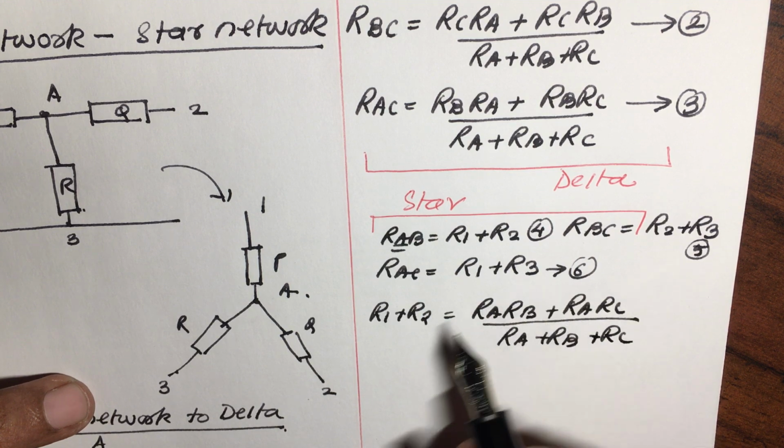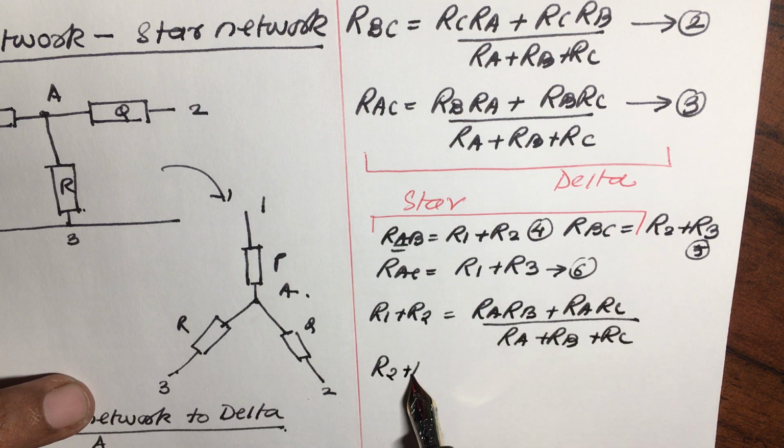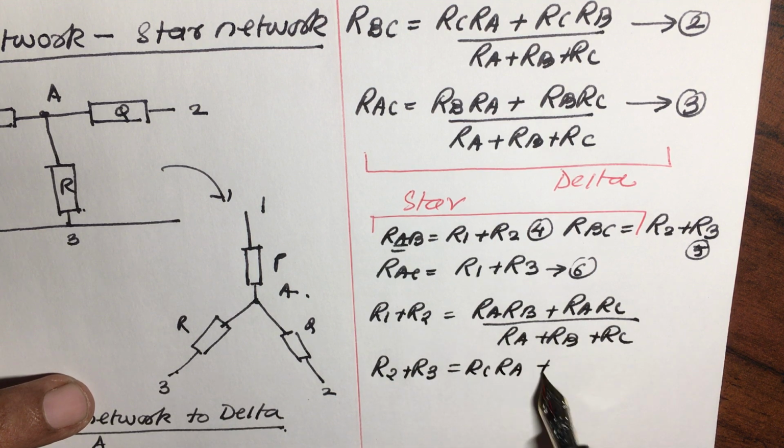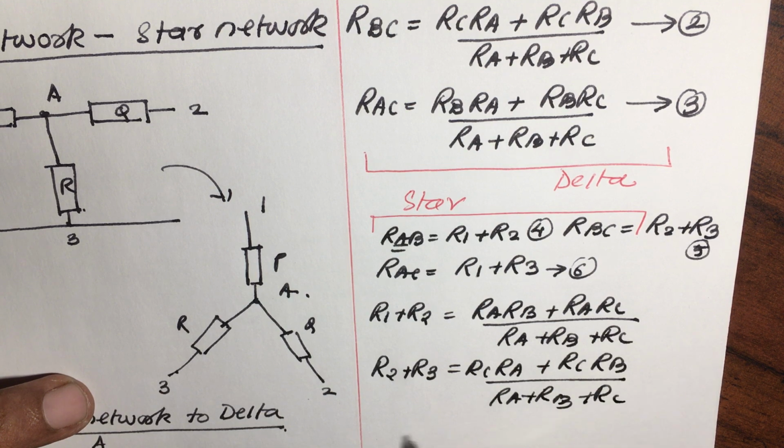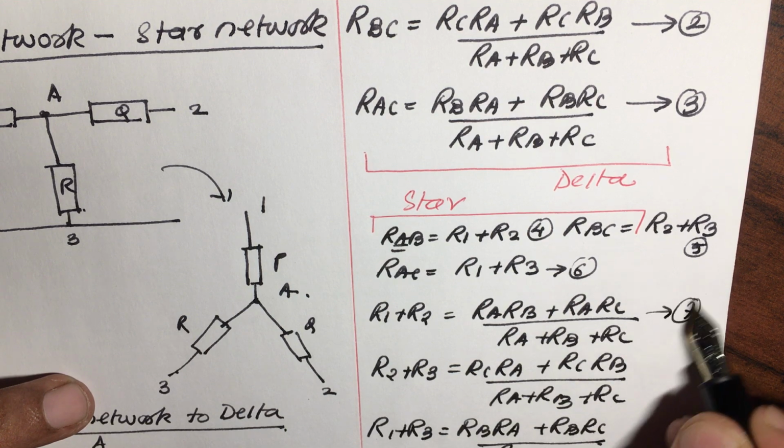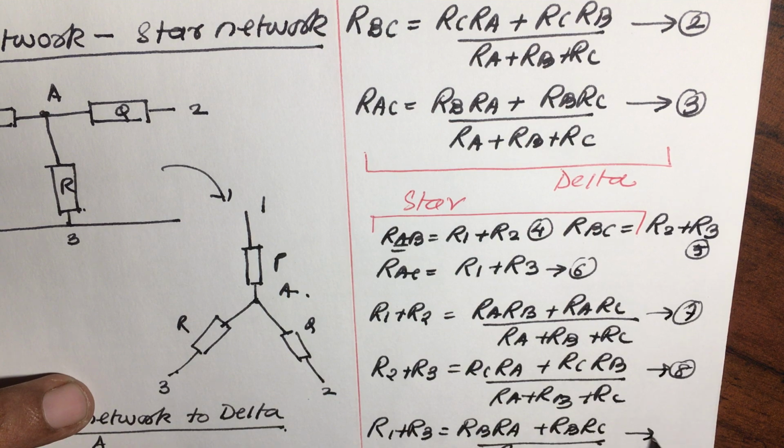Similarly, you can write for R2 plus R3, that will be equal to RC RA plus RC RB upon RA plus RB plus RC, and likewise R1 plus R3 will be equal to RB RA plus RB RC upon RA plus RB plus RC. So this would be equations 7, 8 and 9.